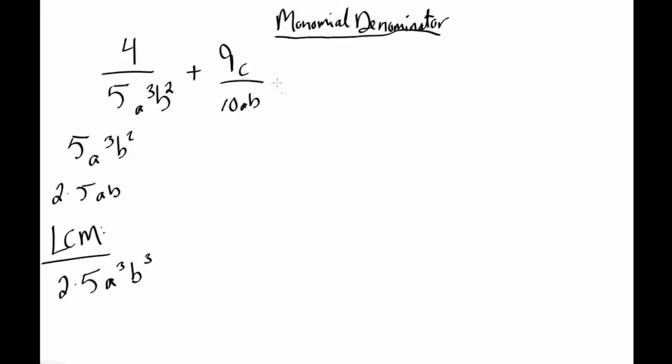Let's change our color here. So I have 4 over 5a cubed b squared. And I'm going to have to multiply that by something so that I can get this as my denominator, which also simplifies to 10a cubed b squared. Oh, sorry, this should be a b squared.